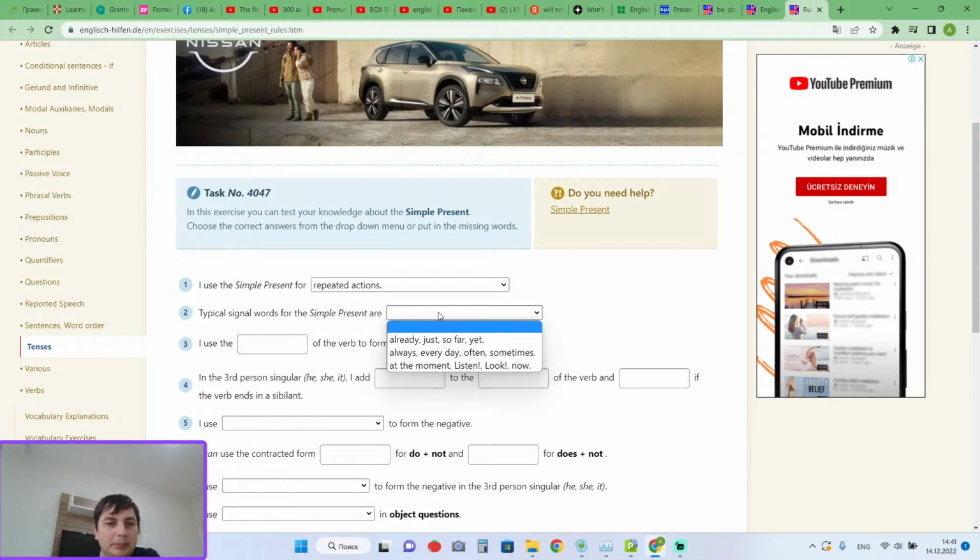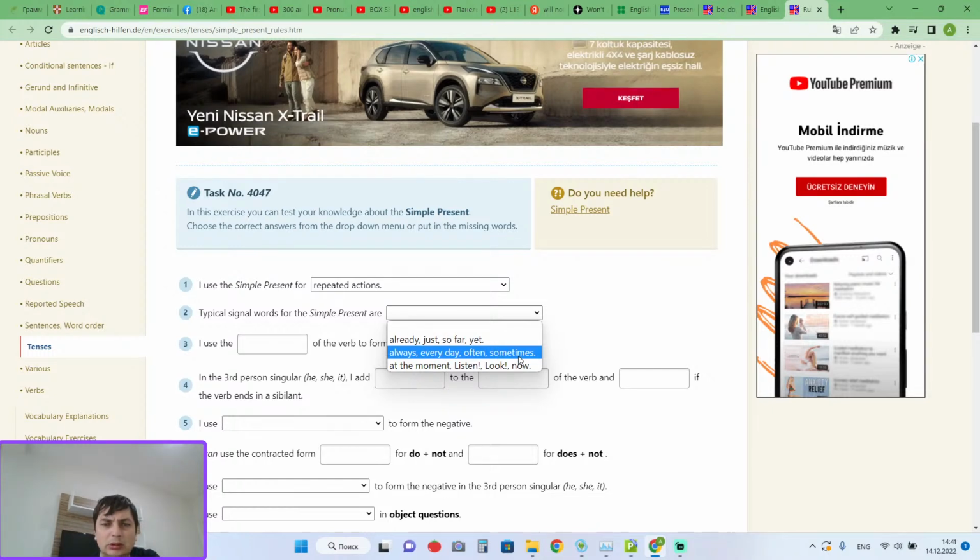Typical signal words for the simple present are already, just, so far, yet, always, every day, often, sometimes. At the moment, look, listen, look now. Yes, it's this one. This is for continuous and this for perfect, I think.